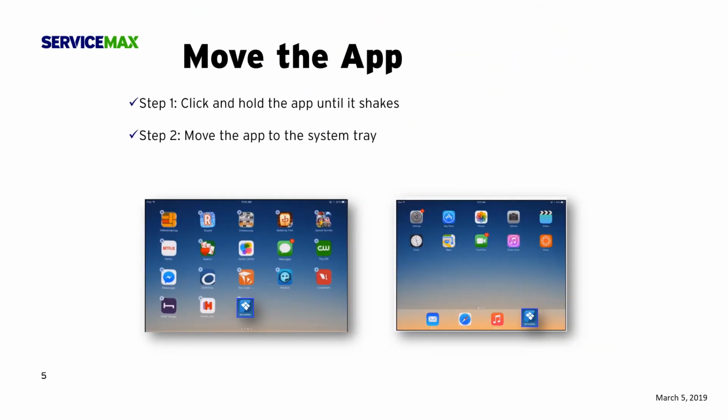You'll want to make accessing the ServiceMax app as easy as possible for yourself, as you'll be spending a lot of time in the application. You may notice that when you downloaded the app, it was added to the last page of your apps. You can move the ServiceMax app into the main iPad tray by tapping and holding the app. The icon will begin to shake, indicating that it is ready to be moved. Use your finger to drag the icon to the main system tray. The icon is now available to you from any page because it's now in the system tray.